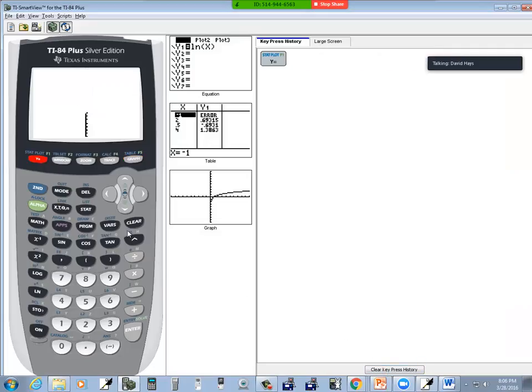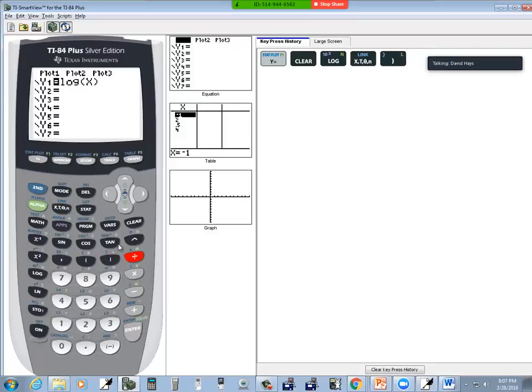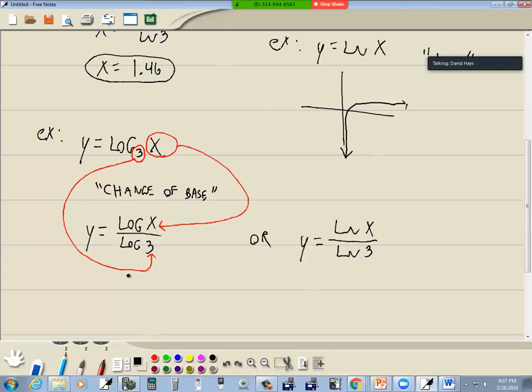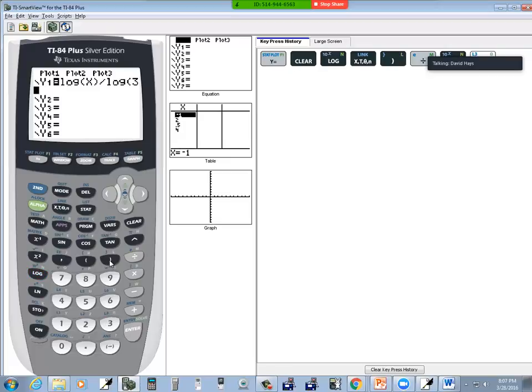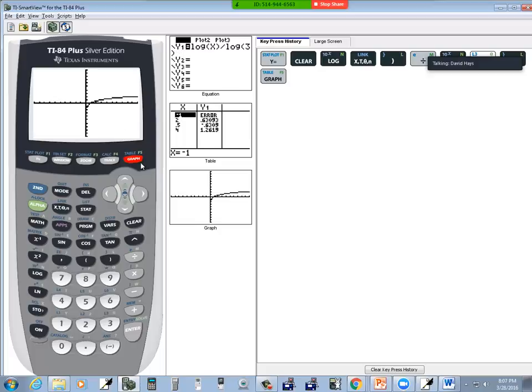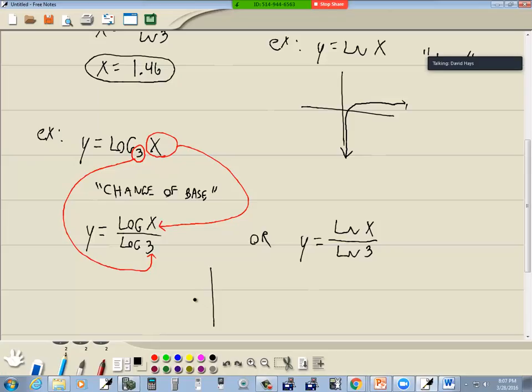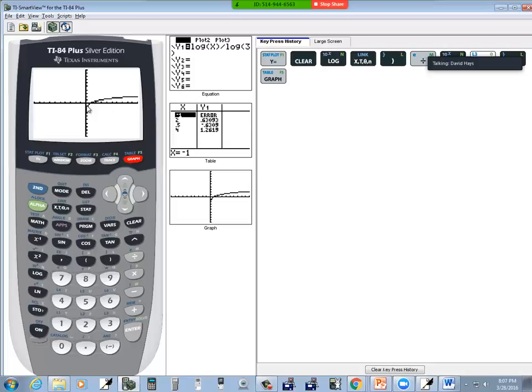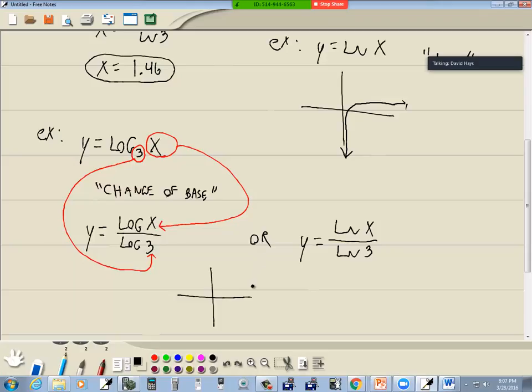So if I go to y equals, clear, I do log x, close parentheses, divided by log 3, closing parentheses. So you just type it in as you see it. And now you push graph, and that'd give you your answer. Now these graphs never just stop. It looks like it comes and hits the y-axis and stops. It doesn't. It just goes like that and then keeps going down forever. It just gets so close to the y-axis that it appears to hit it.